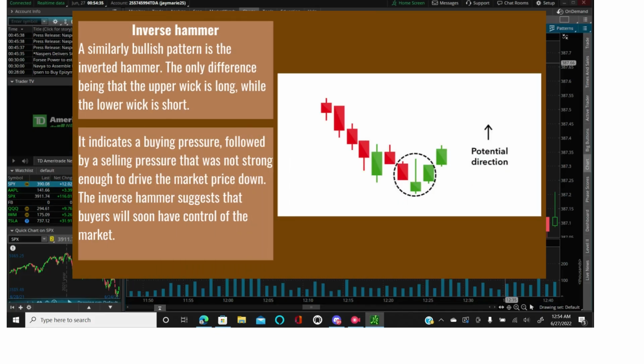Now we're going to talk about the inverse hammer. This is similar to the hammer, it's just an inverted hammer. The only difference is that the upper wick is long while the lower wick is short. So just like the hammer, it has the wick, but it's at the top instead of the bottom. Again, this is another sign when a stock's price reaches its support line. If this inverse hammer forms, it lets traders know that the stock is potentially going to go up. So they wait for confirmation, as always, and then they take a position to the upside.